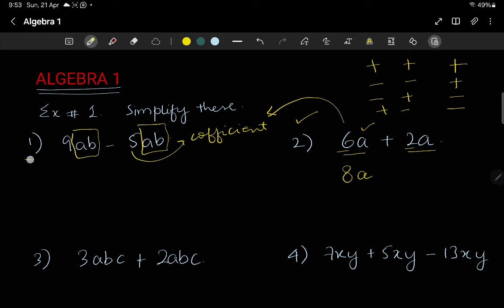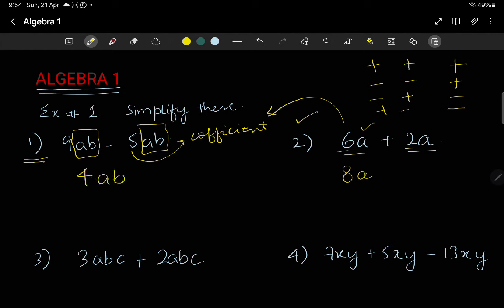Let's do question number 1. In question number 1, we have 9ab and 5ab. Consider, if we have the same variables in both terms, then we can add them and subtract them. So consider ab as a single variable. So 9ab minus 5ab is 4ab.